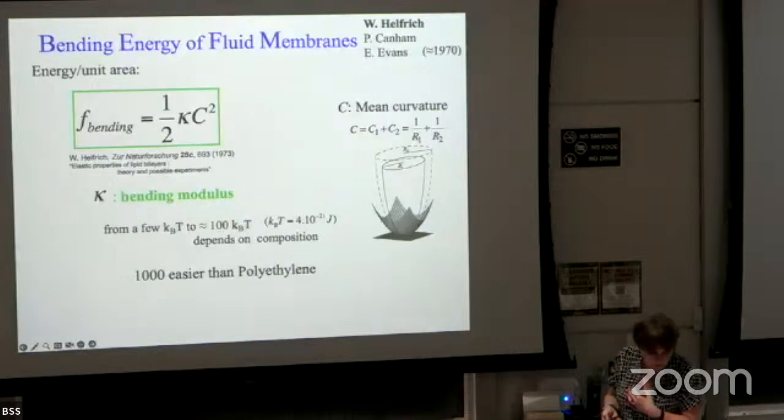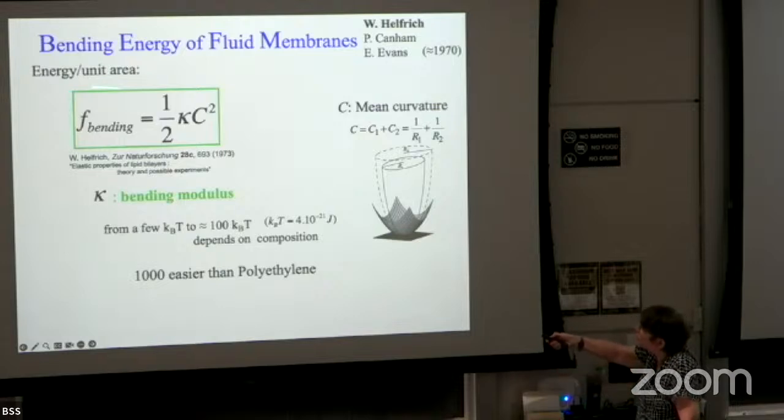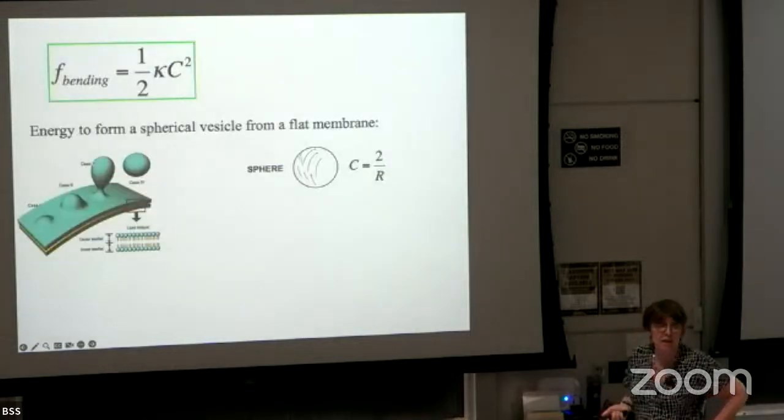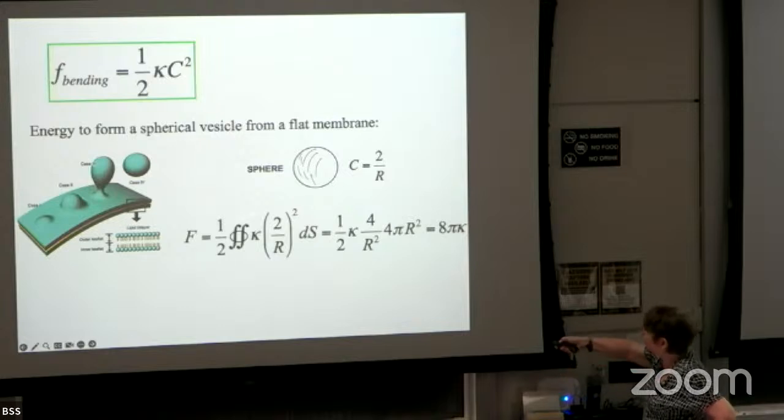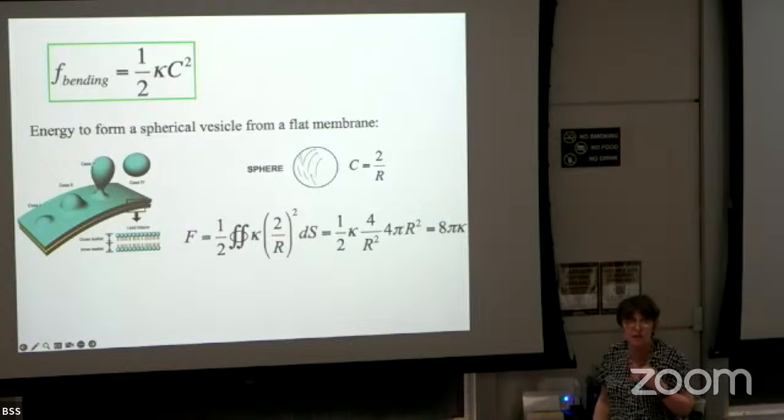And something which I think could be interesting is, I told you that in the cell you need to produce a lot of vesicles for trafficking. So how much energy does it cost? If you have this expression, it's very easy to derive how much it costs to form a vesicle, right? You just take the integral of this bending energy over a sphere. You do the very simple calculation, and what you find is that the energy to form a vesicle is equal to 8 pi kappa. So it doesn't depend on the size of the vesicle.